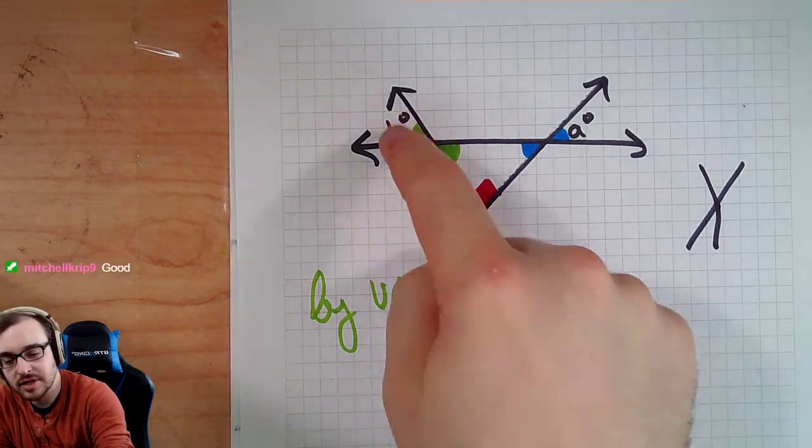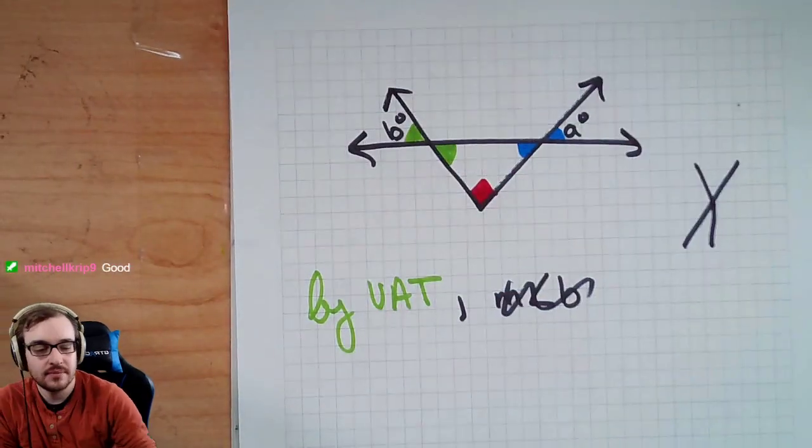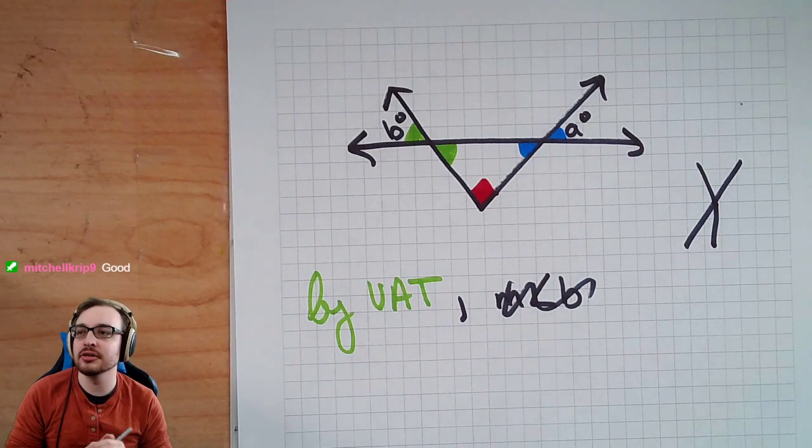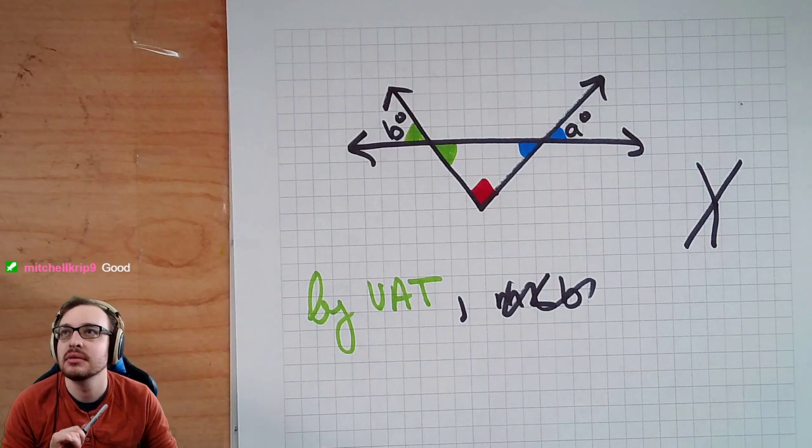By vertical angles, I know whatever that is, that. Whatever that is, that. Okay. What are the internal angles of a triangle? What do they add up to? The internal angles of a triangle always add up to what?